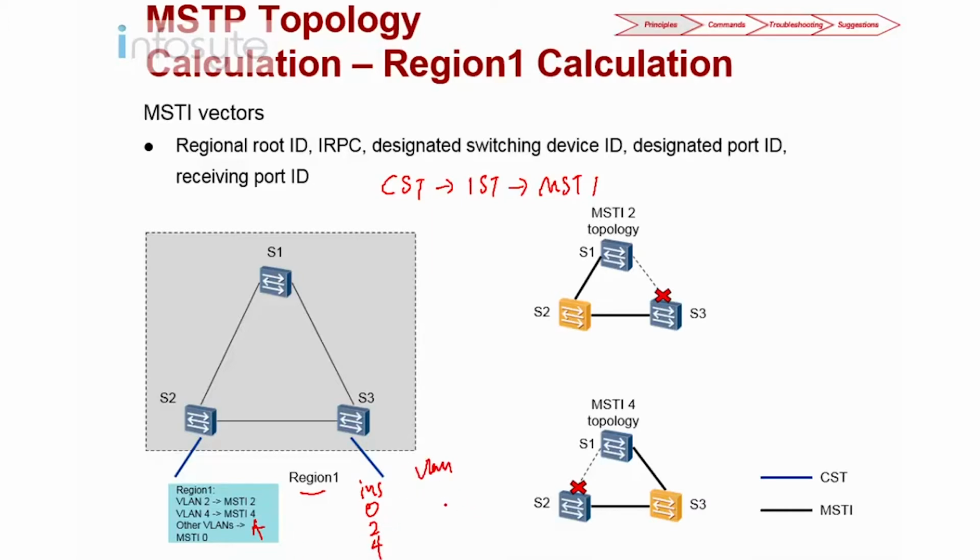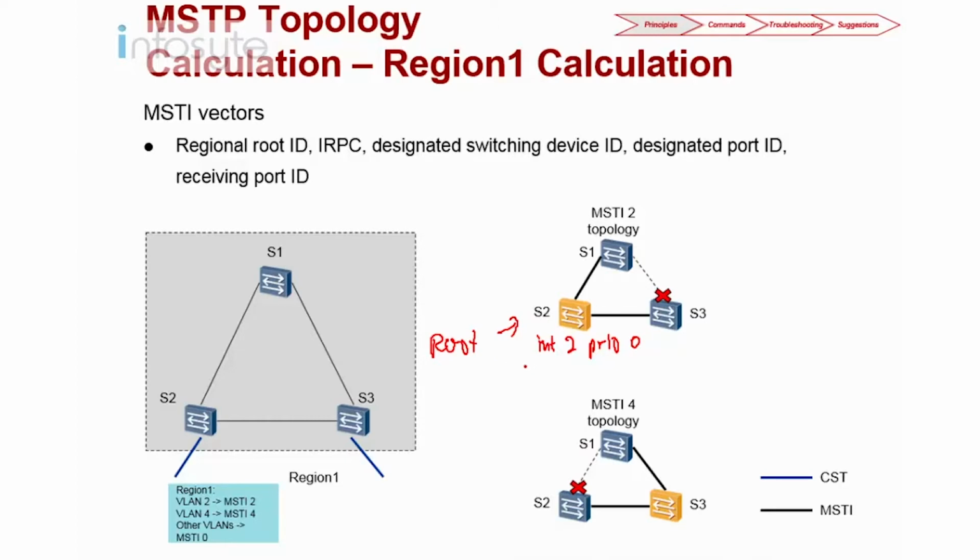And we also have our VLAN mapping. Because every switch has VLAN 1, and VLAN 1 is not mapped anywhere, VLAN 1 belongs to instance 0. Here we have instance 2 mapped to VLAN 2, and instance 4 mapped to VLAN 4, as you can see from here. Now in region 1, switch 2 has a priority of 0 for instance 2, let's say, so it will automatically become the root for instance 2. Since you have instance 2's root here, this path will be in forwarding.